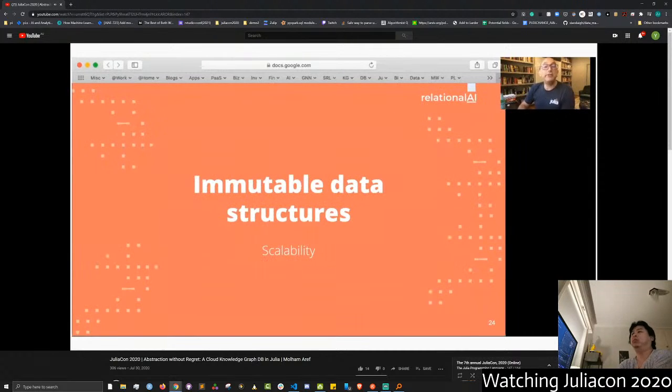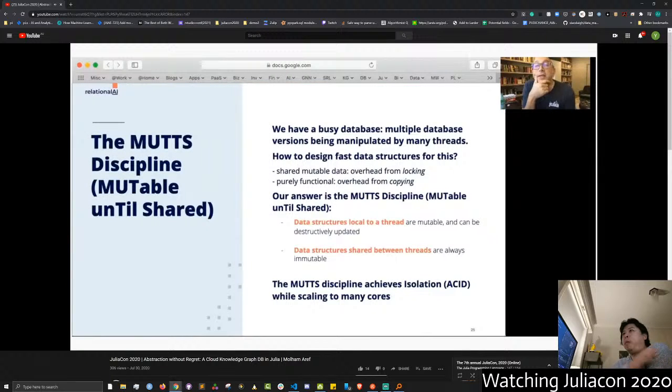The next capability is immutable data structures. So let's talk about a key part of our performance story here, which is the data structures. In a busy database, you have multiple database versions being manipulated by many threads. And the question is, how can we design fast data structures for this? One possibility is shared mutable data structures, but these suffer from synchronization overhead, either in the form of mutexes or bus locks, or so-called lock-free data structures. Another possibility is purely functional data structures, which don't require synchronization, but have significant copying costs, typically logarithmic in n.